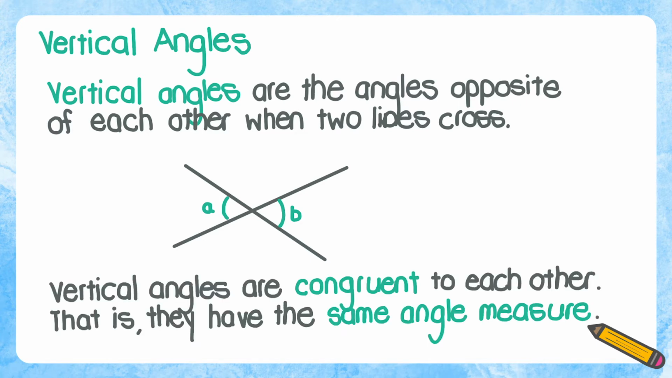And vertical angles are congruent to each other. That means that they have the same angle measure. For this example here, the measure of angle A is equal to the measure of angle B. So vertical angles have the same angle measure. Let's use this property of congruence to look at some examples.